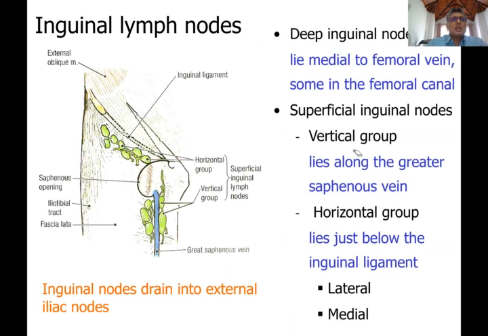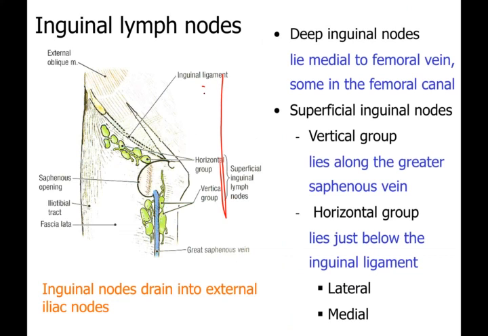Then about the lymph drainage of the lower limb. Now the lymph drainage in the lower limb is much more important than the lymph drainage of the upper limb. Now this is how you divide the lymph nodes in the lower limb. It's very easy. You have superficial lymph nodes and deep lymph nodes. So if this is your fascia lata, superficial lymph nodes are superficial to fascia lata. Deep lymph nodes are deep to fascia lata. So that's the basic thing.